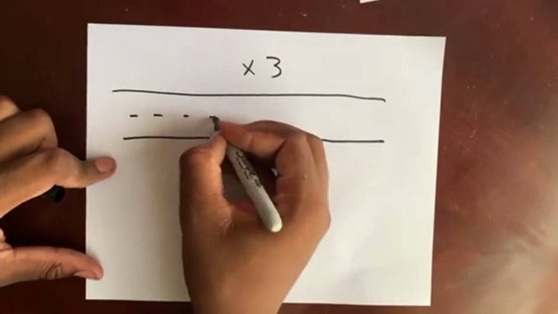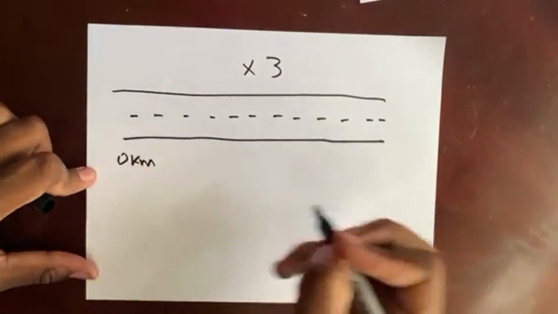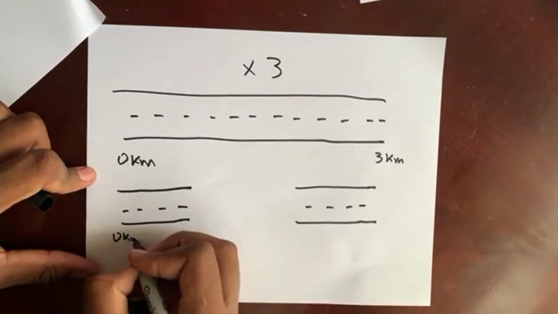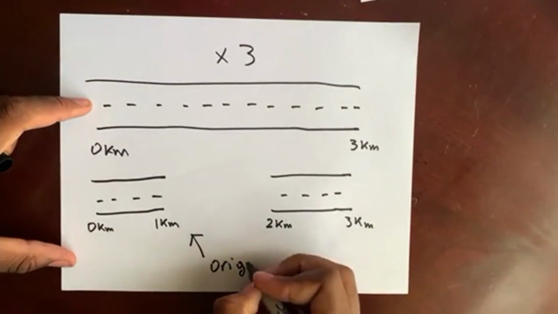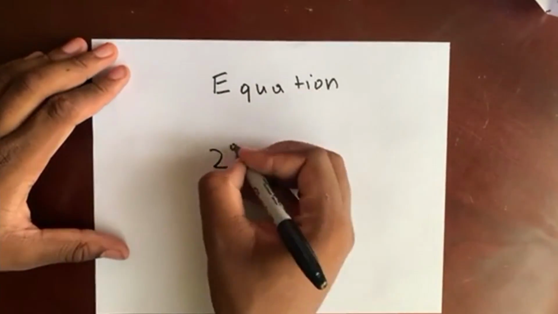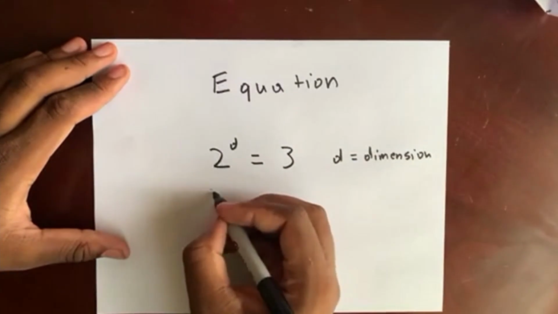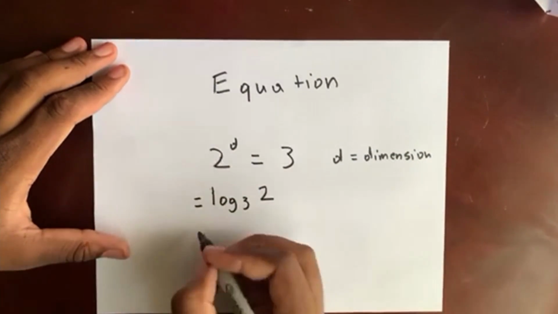If we triple the distance of the road, we end up with a new roadway between 0 and 3 kilometers. Even though we tripled the length of the original roadway, we end up with only 2 new roads. Now let's put this into an equation. When we solve for d, we get 0.631. That is the dimension of Cantor Road, meaning the dimension is fractional.